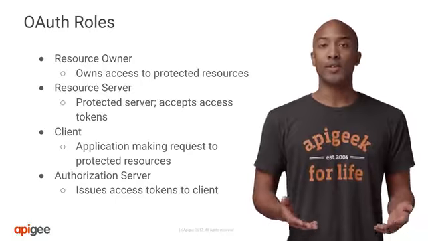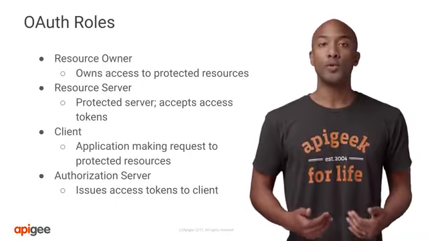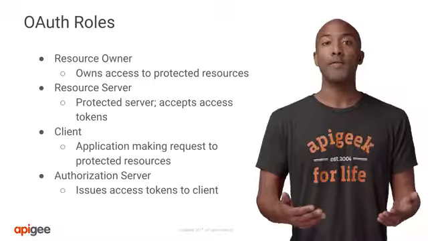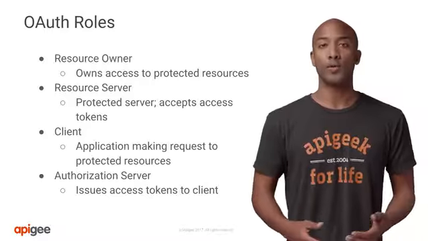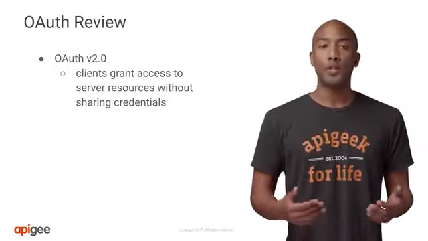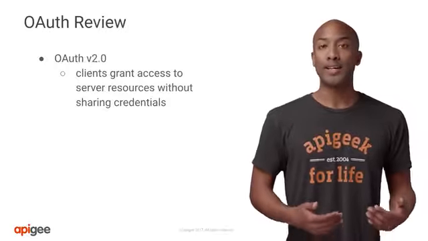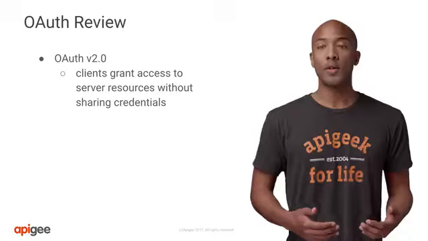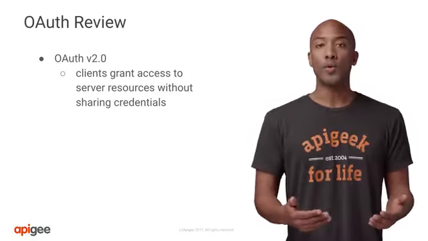The last role is the authorization server, which issues access tokens to clients after successfully authenticating the resource owner. The main idea behind OAuth 2.0 is to allow a resource owner to grant a client access to resources without sharing the resource owner's credentials.